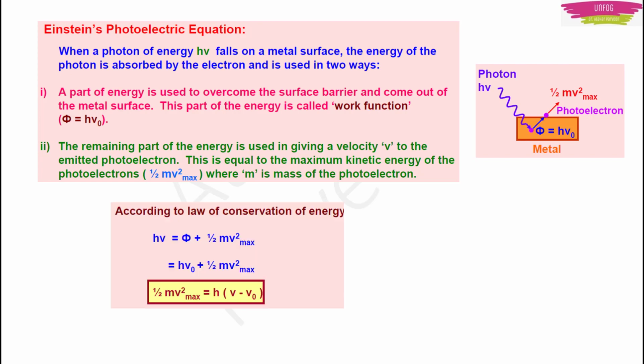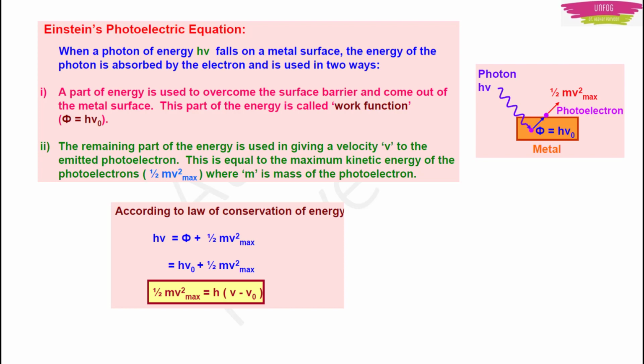According to the law of conservation of energy, Einstein then gave this equation of the photoelectric effect. He told that E, whatever energy is there for the photoelectron, is equal to these two energies. First is the work function plus the kinetic energy. Work function is h nu naught, right? Then the kinetic energy, half mv square. And E is h nu, which is on the left hand side.